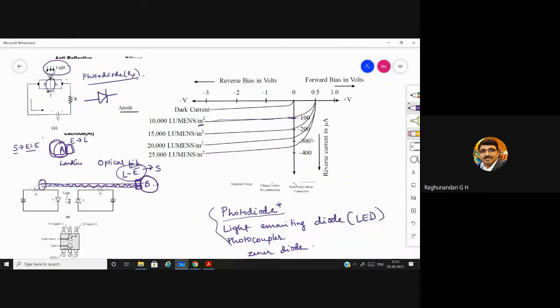Okay, so they can ask you to explain the construction and working of a photodiode with its VI characteristics. Then you have to explain all these things.